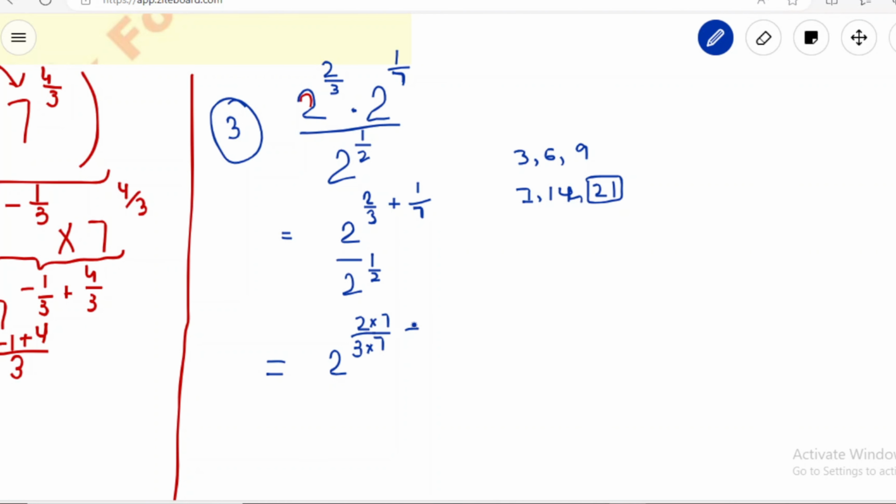Then to make this 7 into 21, we're going to multiply 7 by 3. And if we are doing something in the denominator, we're going to do the similar thing in the numerator as well. And for this one, the denominator will remain as it is.